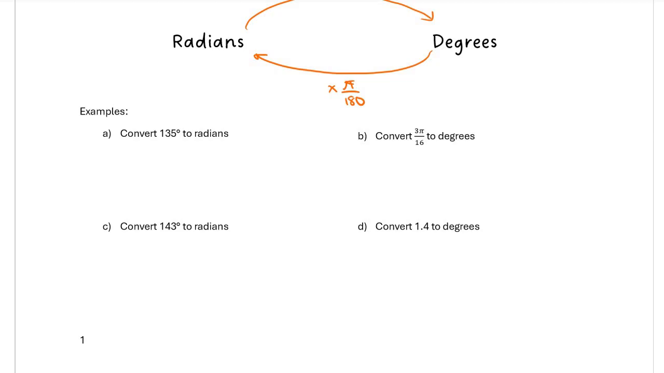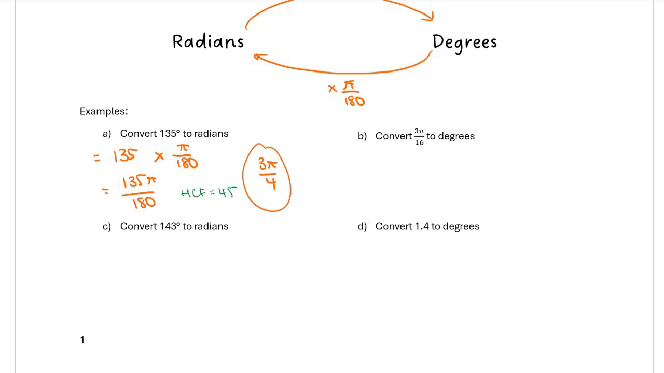So going from 135 degrees to radians, we're going to take 135 and we're going to times that by pi over 180. And then it's just a matter of simplifying from there. That's going to give us 135 pi over 180. And if we simplify that down, our highest common factor is 45. So if we simplify that on down, we're going to end up with 3 pi over 4.